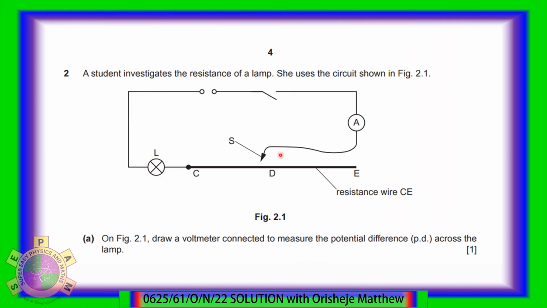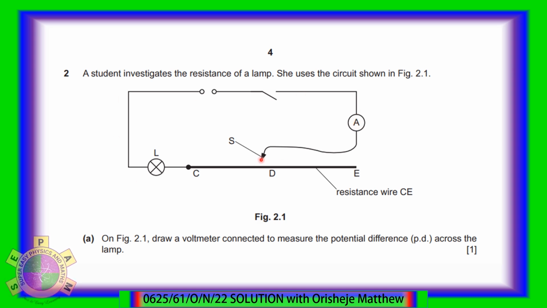Question 2 is on electricity. A student investigates the resistance of a lamp. So this is the symbol of a lamp, a circle with a cross. And then she uses the circuit shown below. So you have a resistance wire connected in series with the lamp. And then we have a jockey connected to an ammeter in series.